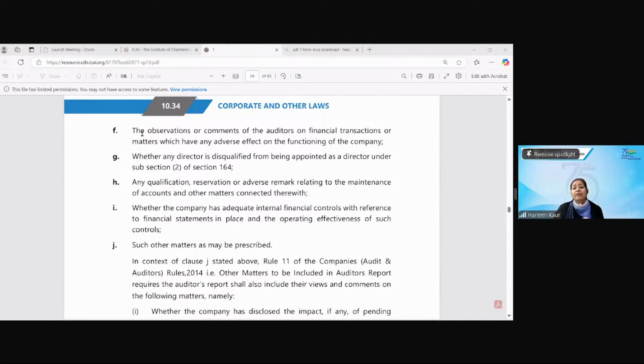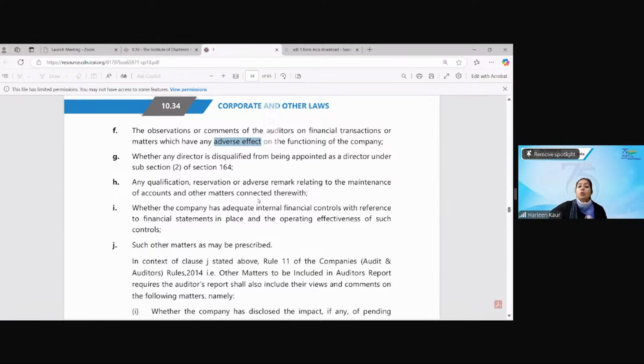What is point number F? Give it the heading: adverse effect on the business. Any observation? So what was the adverse effect? I told you this point in my presentation as well. Any business that the company is doing that is adversely affecting its functioning means the company has invested a lot of money and effort, but is not getting any revenue out of that. If such costs and efforts are being made and no revenue is being generated, then it is having an adverse effect on the functioning of the company. Such observation shall also be given in the audit report.